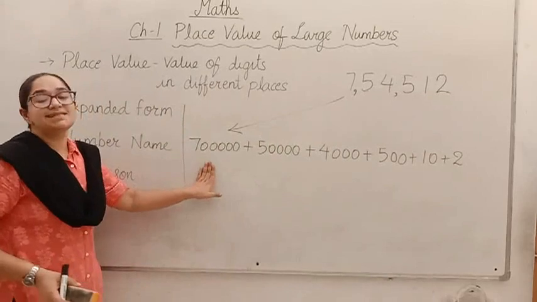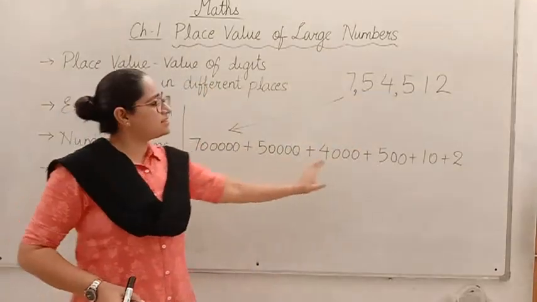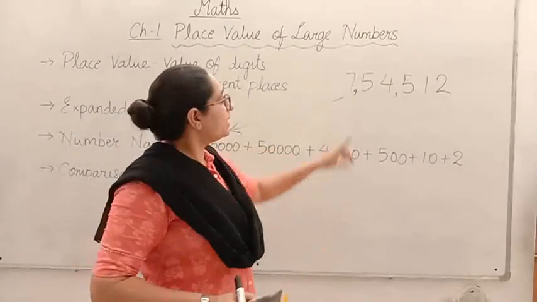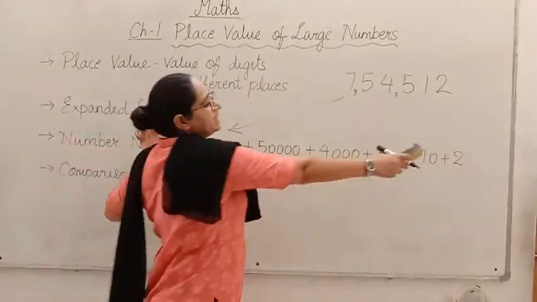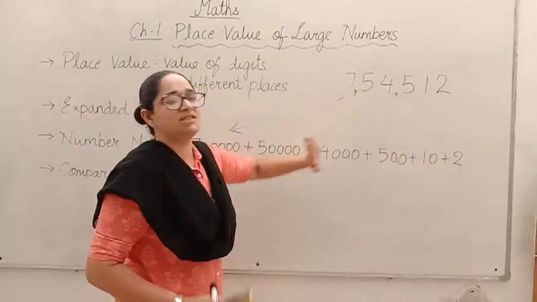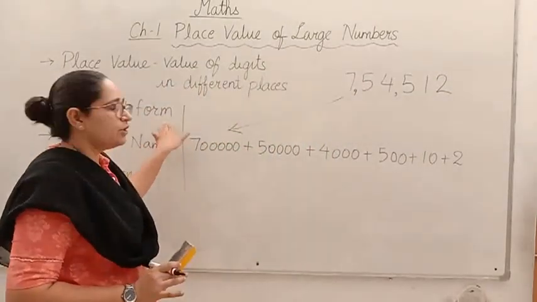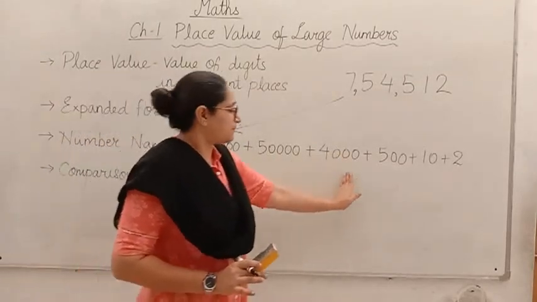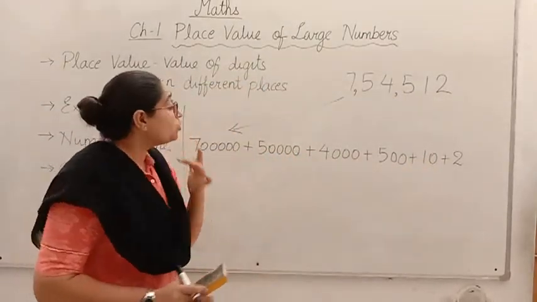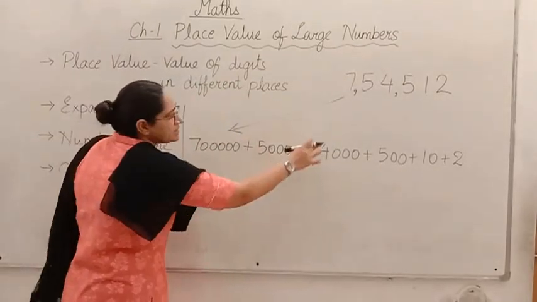So this is the expanded form of this number. When I add this, I will get the same number. So without changing the value of my number, I have expanded the number, made it bigger. I just expanded the number without changing its value. So when I ask the expanded form of a number, you just write all the digits' place values and put a plus sign in between because you don't want to change its value. When I add this up, obviously I get the same number back.